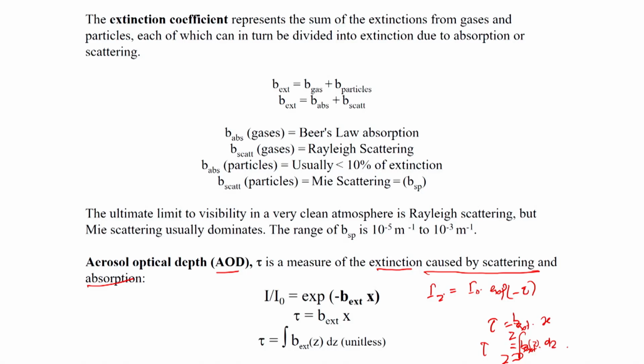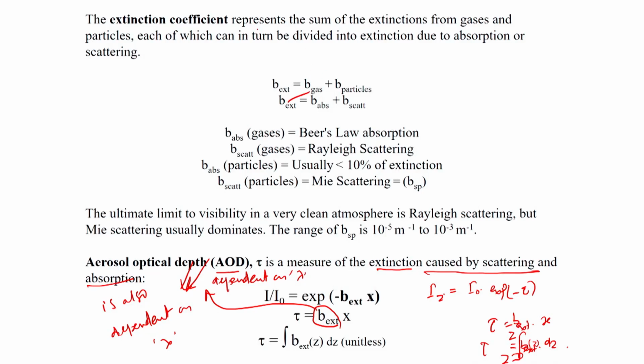This is a very important parameter to define. Because the extinction is dependent on the wavelength, this parameter is also dependent on the wavelength, which means the aerosol optical depth is dependent on the wavelength. That's why, when we look at this wavelength dependence, we will discuss how the aerosol optical depth is related to the wavelength, and then we can calculate it.